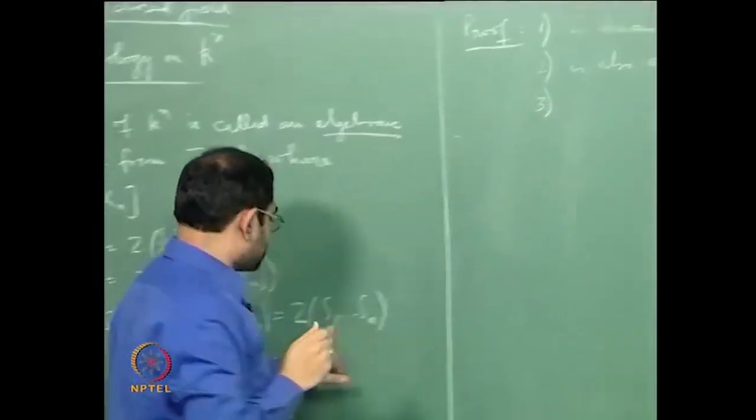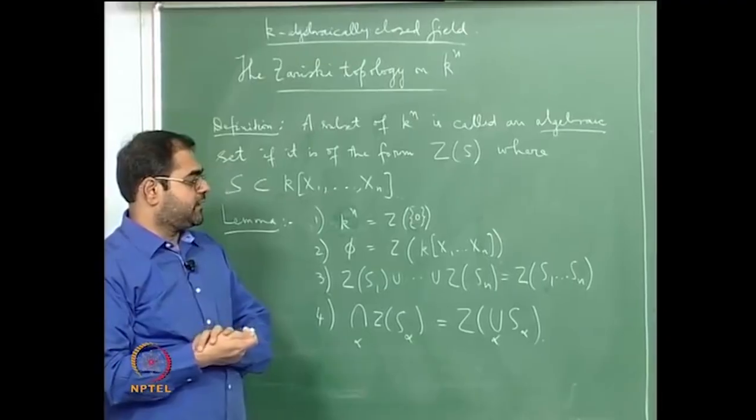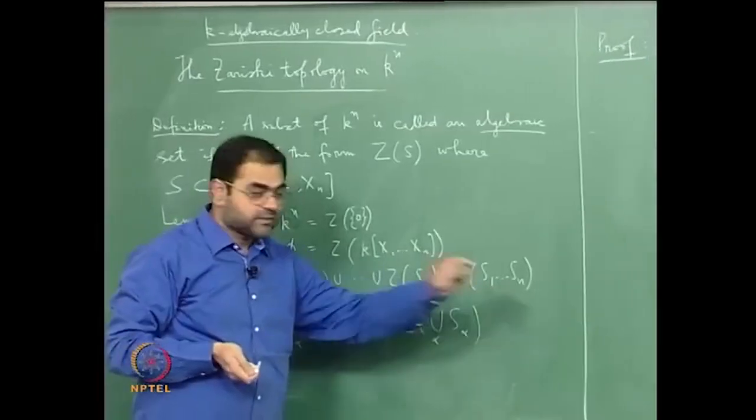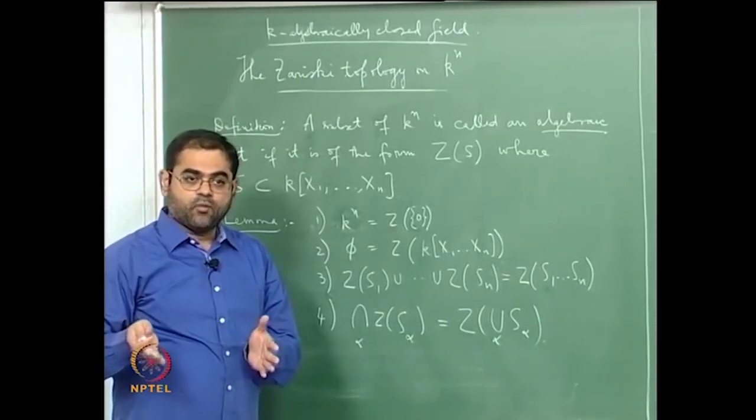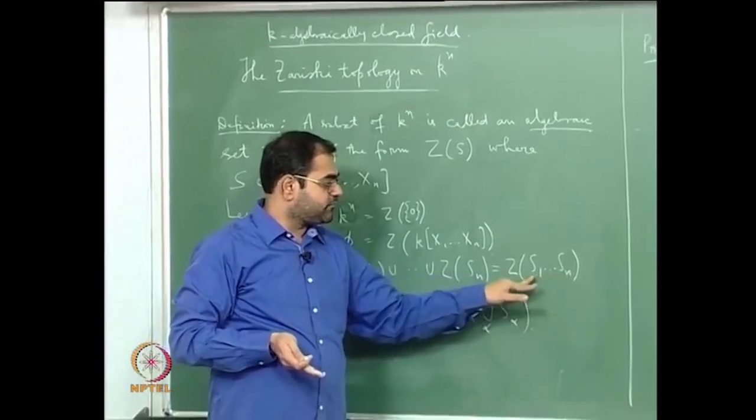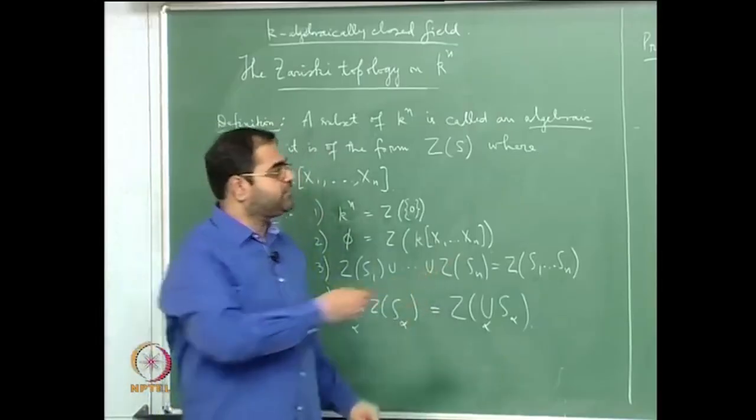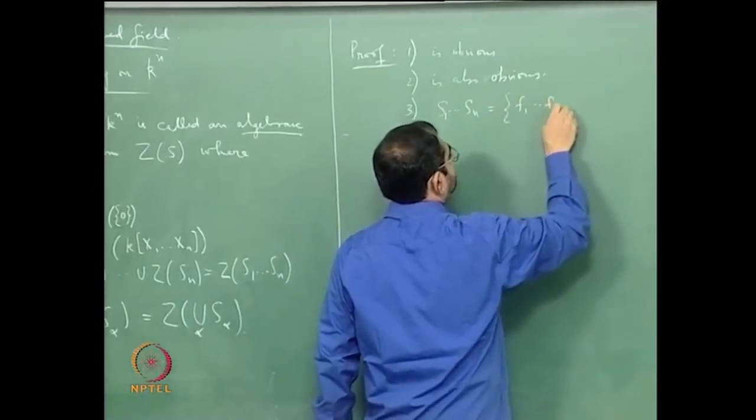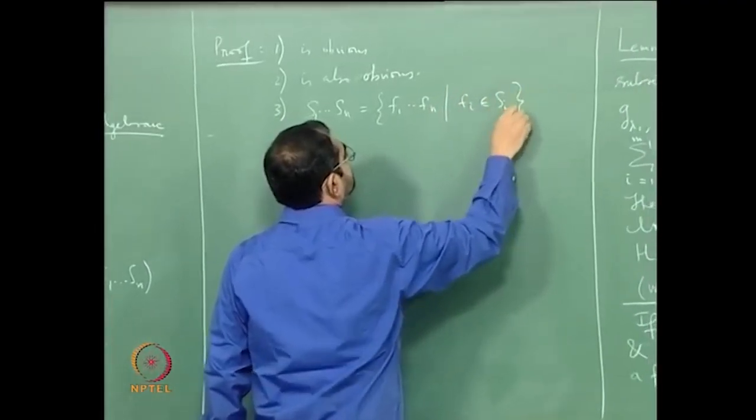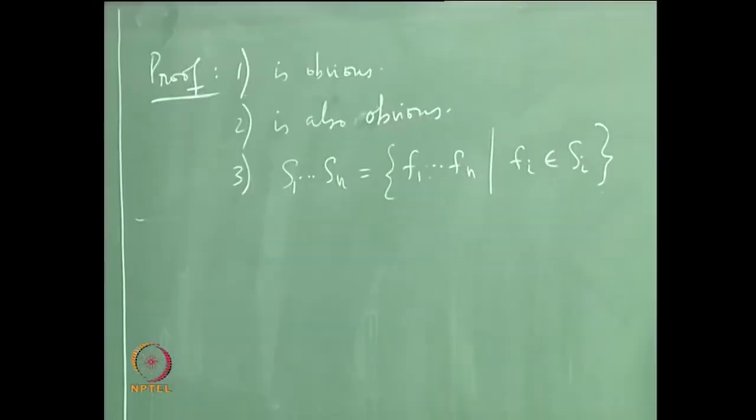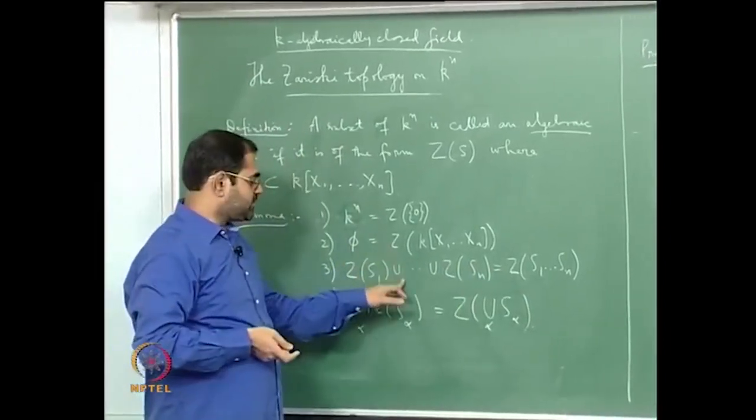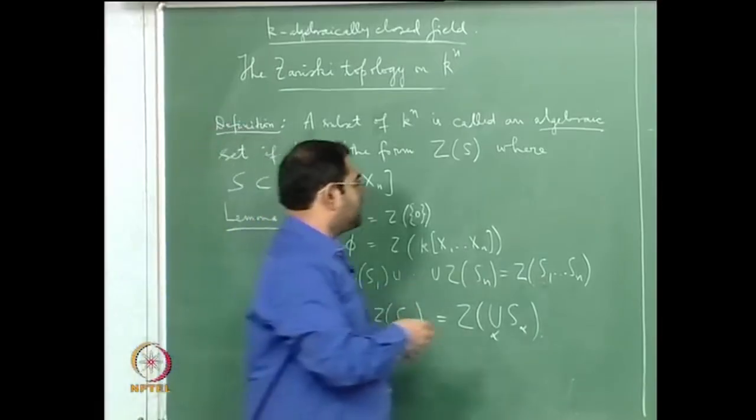As for the third one, I should explain what this S1 through Sn means. Mind you, all these Si's are subsets of the polynomial ring, and in the polynomial ring you have a multiplication. So S1 through Sn actually means products. You take products consisting of n factors, where the ith factor comes from Si. So let me write that. S1 through Sn is actually the set of all F1 through Fn such that Fi is in Si. This is what it means. You take one member from each Si and then multiply them out. Then you take the zero set of that, and my claim is that this and this are the same. So as usual, how do you check two sets are the same? You take something here, show it's there. You take something there, show it's here. So let's try to do this.